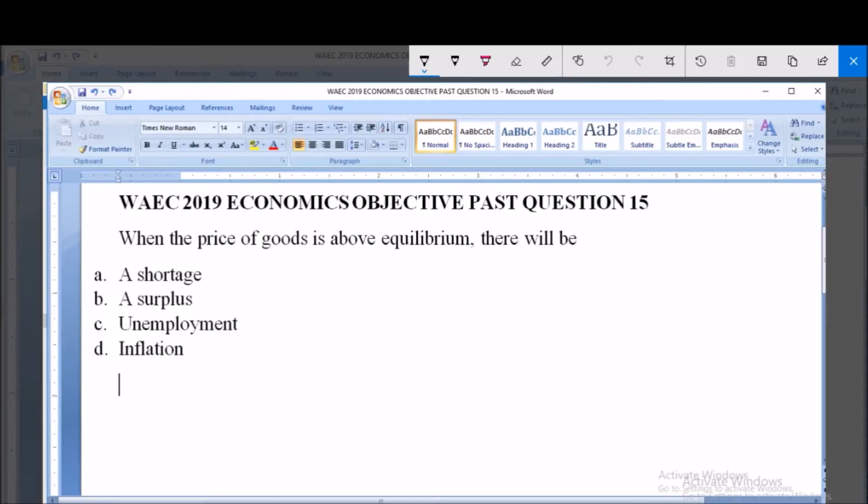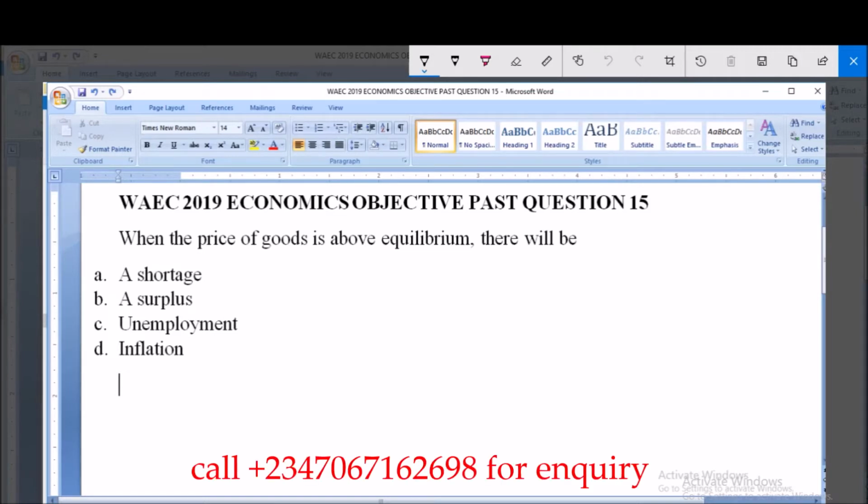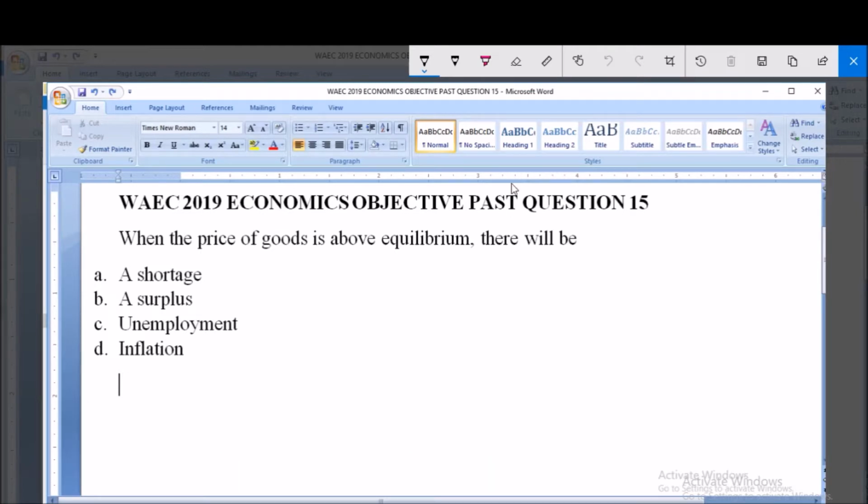Hello, I'm going to be answering WAEC 2019 Economics Objective Past Question 15. When the price of goods is above equilibrium, there will be A. A shortage, B. A surplus, C. Unemployment, D. Inflation. Now, what exactly happens when the price of any good is above equilibrium?